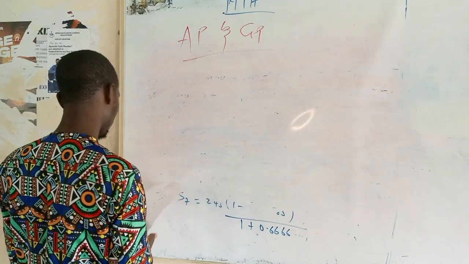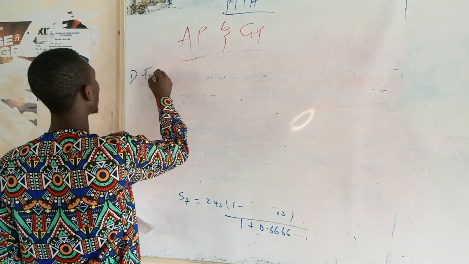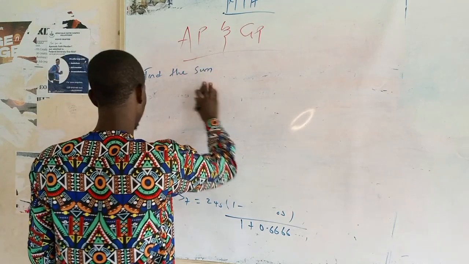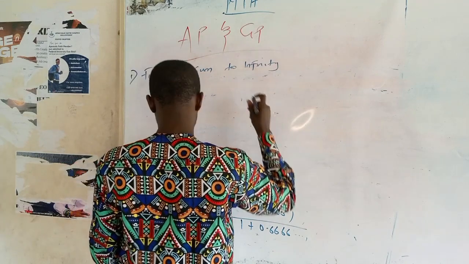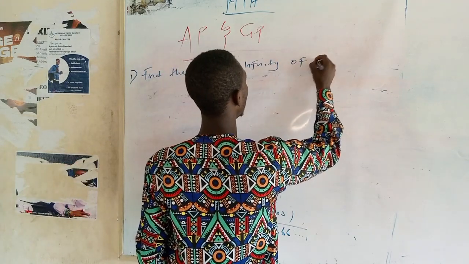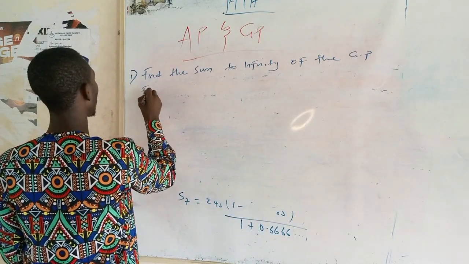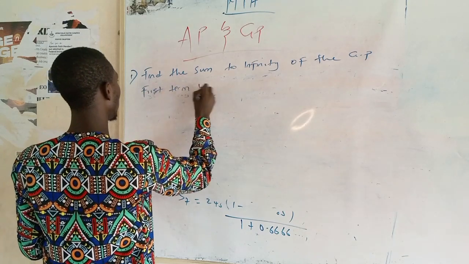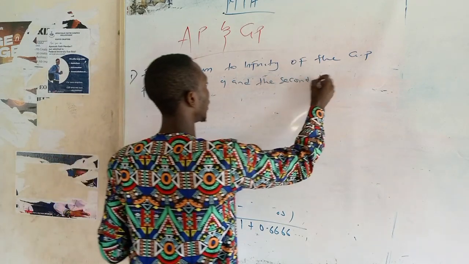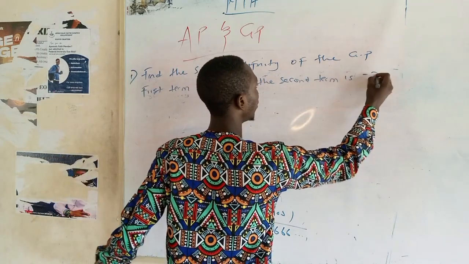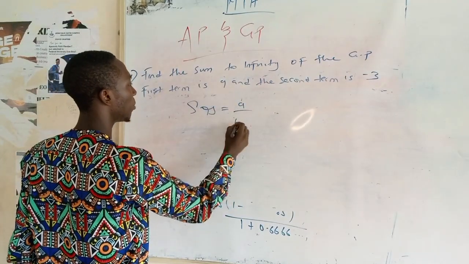Moving down to the next question, which is: find the sum to infinity of the GP. The first term is 9, and the second term is minus 3. Now to look for the sum to infinity, you know the formula is this: a over 1 minus r.